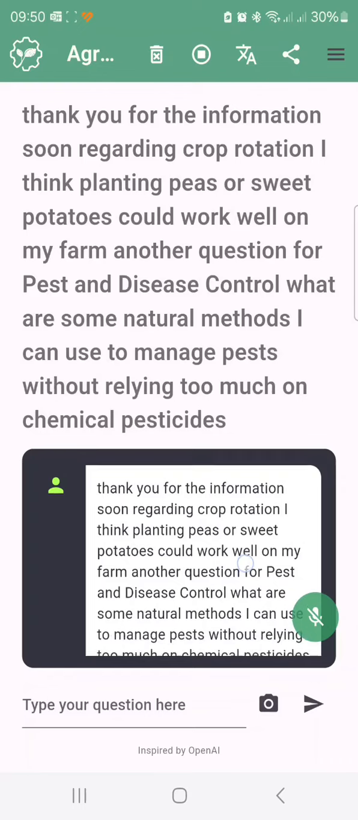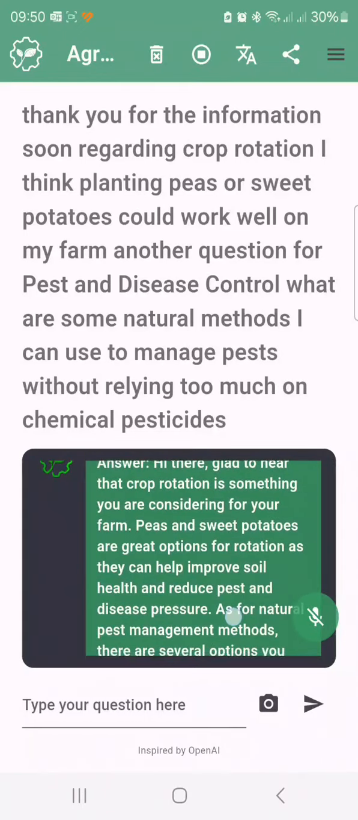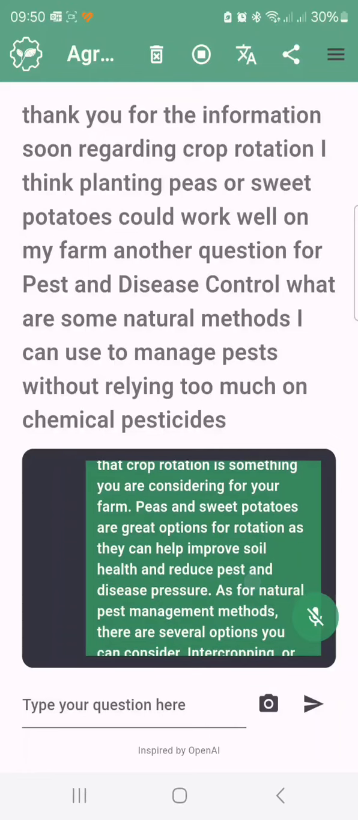Glad to hear that crop rotation is something you are considering for your farm. Peas and sweet potatoes are great options for rotation as they can help improve soil health and reduce pest and disease pressure. As for natural pest management methods, there are several options you can consider.